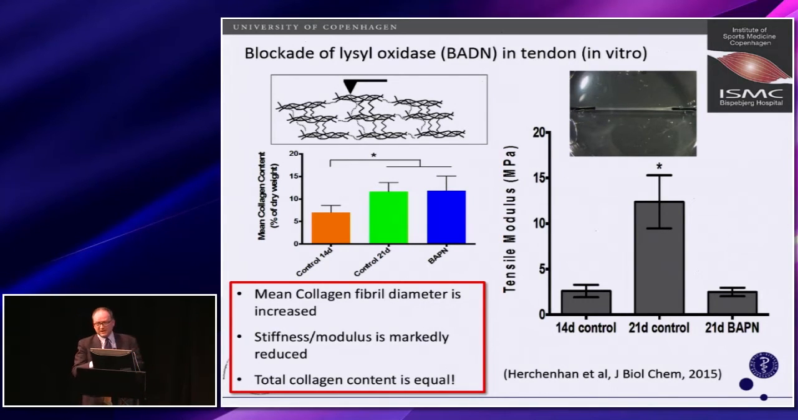So the tendon will be equally thick, but the point here is pretty clear that the modulus or the stiffness of the tendon is very much diminished when you have given this blocker of the cross links in the tendon. So it's not just a question of size. Size matters in terms of resistance to the loading, but it's also a question of the stiffness within the tendon.